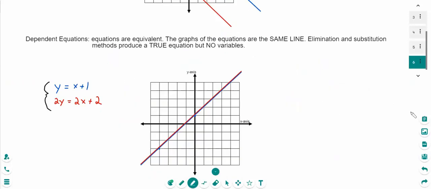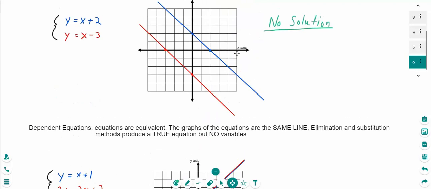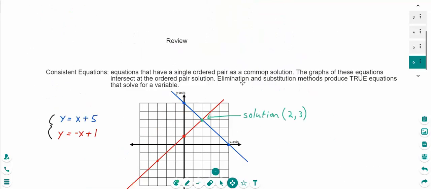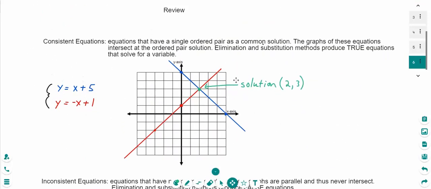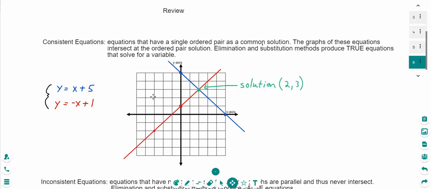So we are going to wrap up today by just doing a quick review, or a quick overview. Take out your class notebook, take some time, and make sure that you write down all of these definitions for the different kinds of equations that we can get. And then study them so that you can recognize the differences between a consistent equation, an inconsistent equation, and a dependent equation.